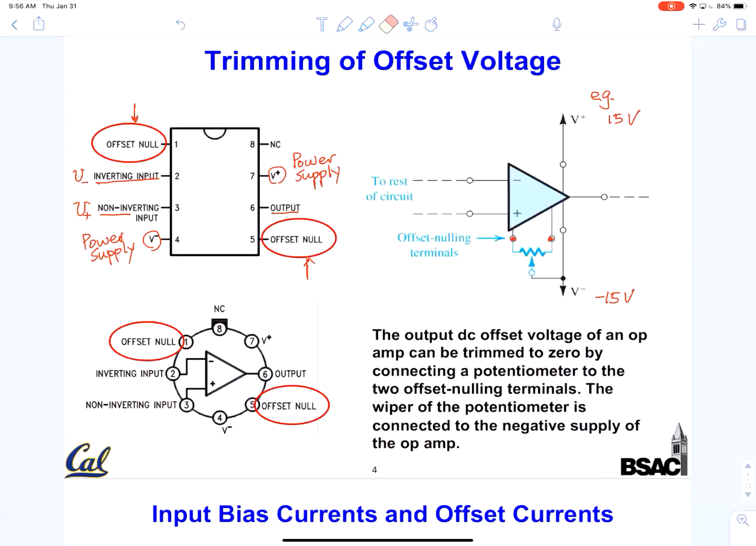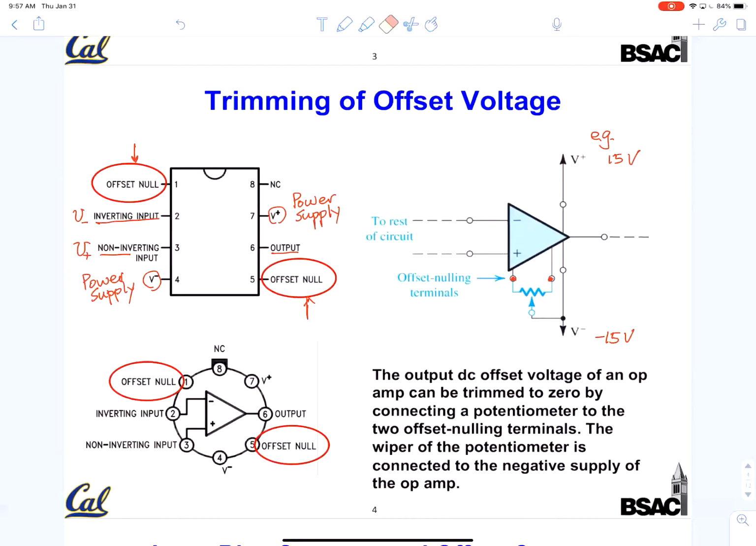What is the offset voltage? What causes it? This will require us to look into what is inside of a transistor. Without jumping too far ahead, you can think of the input stage as looking something like this. Okay, without going through the details. So here is V minus, here is V plus, and this is the power supply voltage. This is the minus power supply voltage.